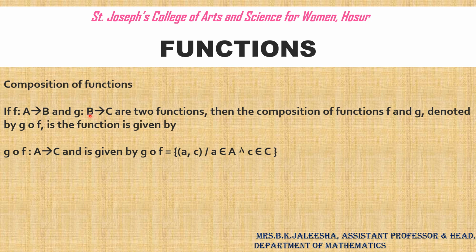Otherwise it is not able. Suppose it is from c to b, here means we are not able to combine these two functions to get the composition values. So we need to check this condition. If the two functions are given in this form, then we can have a composition of the two functions, that is g dot f.